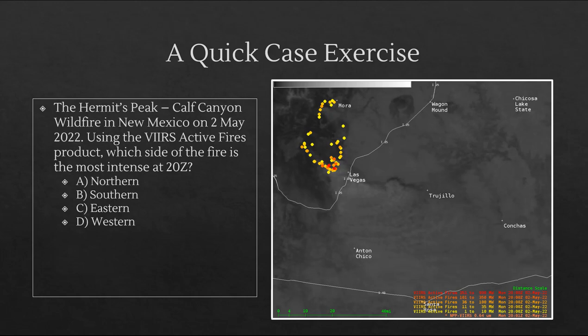Now, before we come to a close, here is a quick case exercise of the Hermits Peak Calf Canyon fire that burned over 300,000 acres last year in New Mexico. Note, the VIIRS Active Fires product is overlaid onto the VIIRS 0.64 micron on 2 May 2022. Using the VIIRS Active Fires product, which side of the fire is the most intense at 20Z? I will pause for a moment so you can analyze the data. Any guesses?